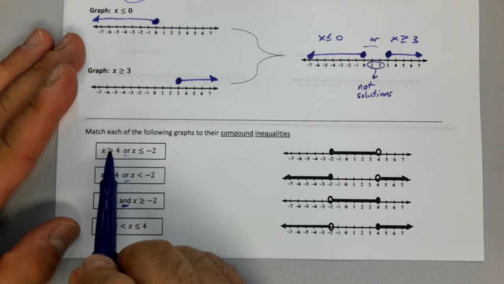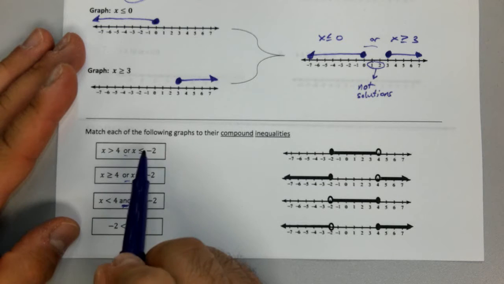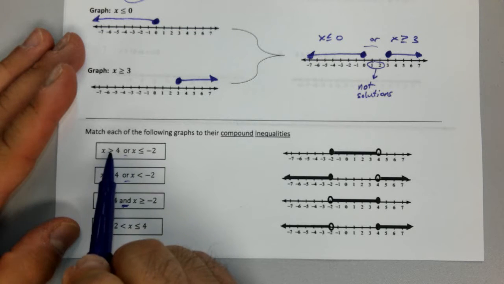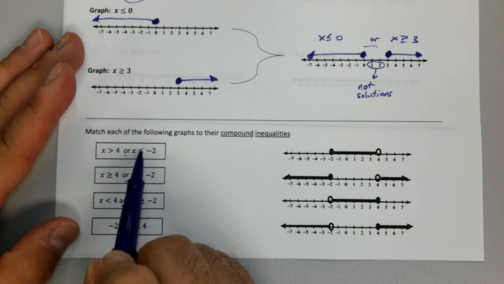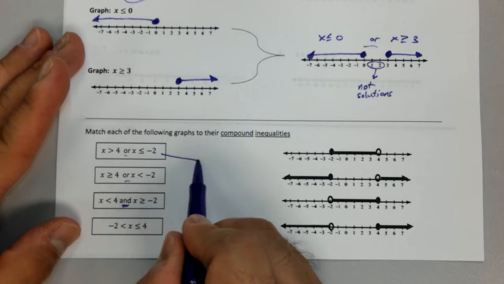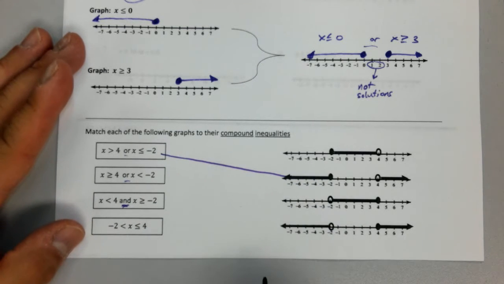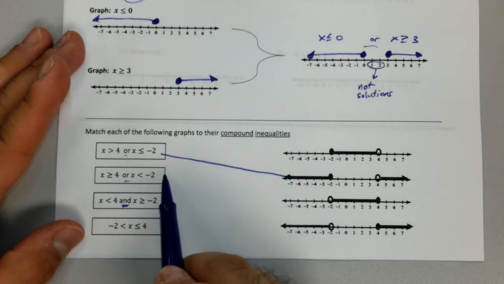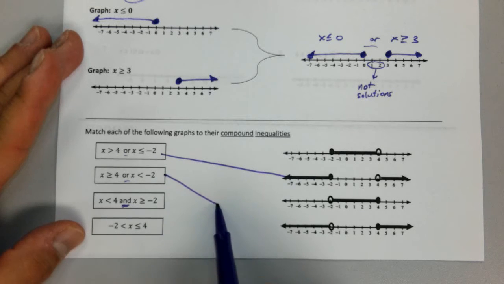So I'm looking for x is greater than 4 or x is less than negative 2. Looking at this, I know that greater than is an open circle because it doesn't have the line underneath, and this is a negative 2 closed circle. It's OR, so I know they're going away from each other, so that would be over here, which means that the other OR is going to be right here.